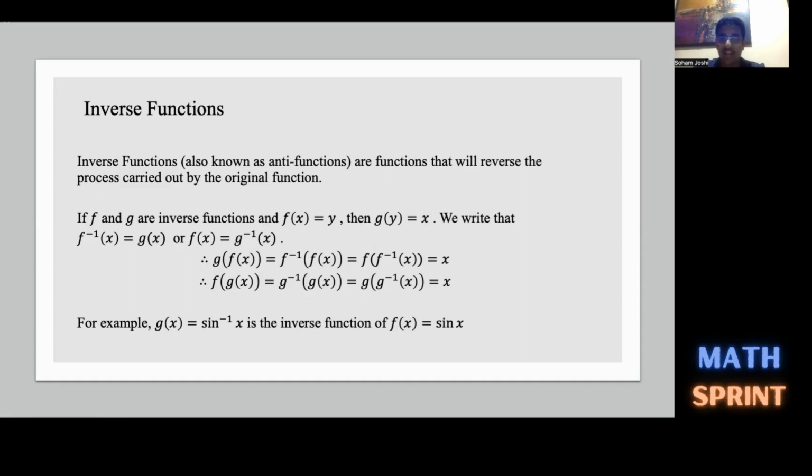You need to recognize when a function is to the power of -1 and when it refers to an inverse function. Many people have made mistakes confusing to the power of -1 and inverse functions. So it's important to understand this. So for example, look at the bottom of this slide. g of x is equal to sine inverse of x. This is not sine x to the power of -1 or 1 divided by sine x.